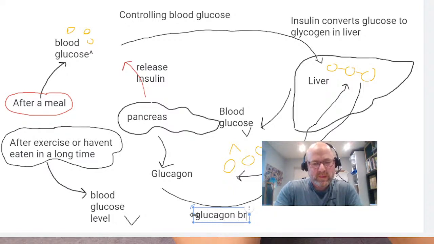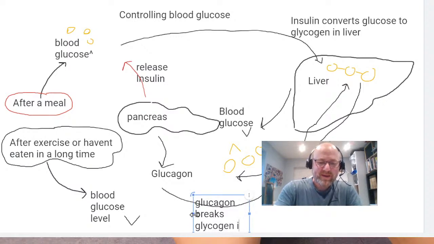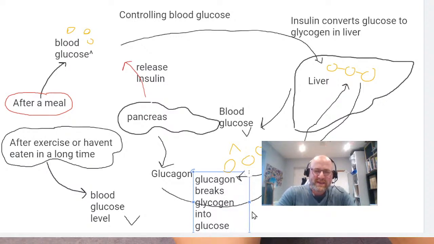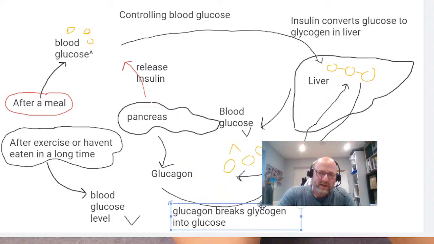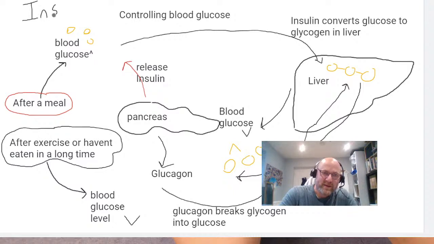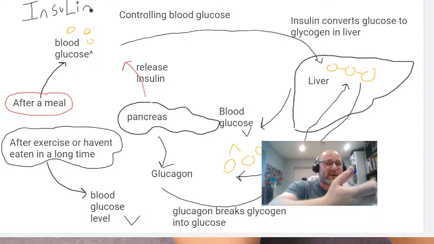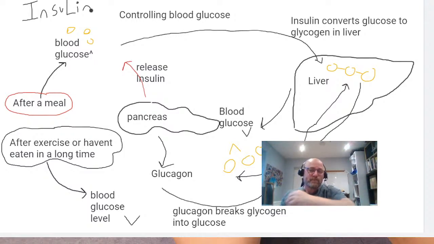Glucagon breaks glycogen into glucose. By the way, just to remind yourselves, some people like to break the word insulin down as "in", and then they like this big L in insulin and this I to say insulin liver. So insulin comes out the pancreas, puts glucose in the liver. Insulin puts glucose in the liver. Glucagon takes glucose and makes it gone out of the liver.